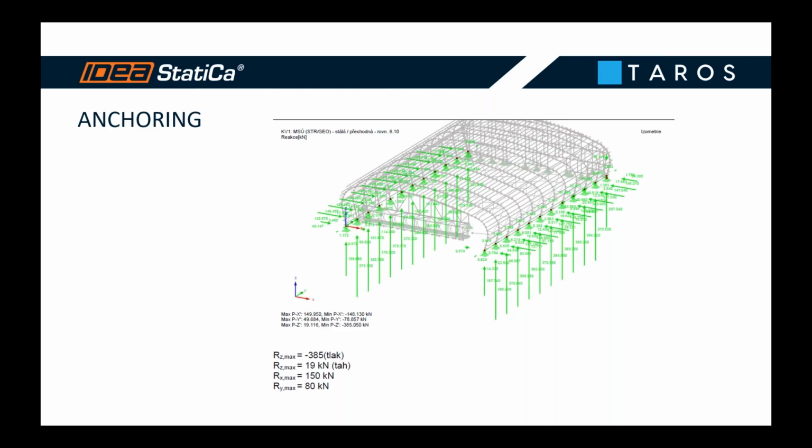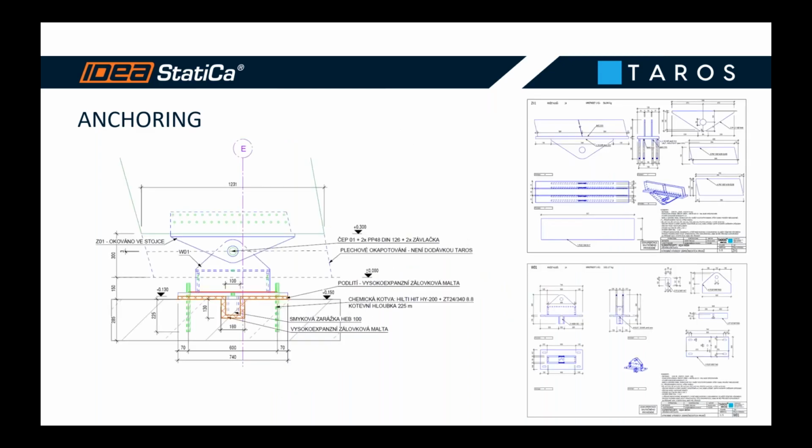The horizontal force was 150 kilonewtons, and the lateral force in the anchoring was 80 kilonewtons. This 80 kilonewtons was only in parts with bracing. Here we will focus on the anchoring without bracing, the standard one. And you can see the detail here.